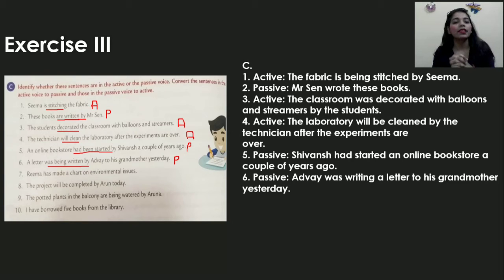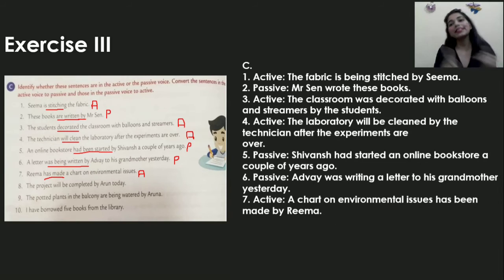Okay. Let's look at sentence number 7. Rima has made a chart. Has made is clearly telling us that this sentence is in active voice. Yes. So let's change this into passive voice. A chart has been made on environmental issues. You can start your sentence with: A chart on environmental issues has been made by Reena. This is also correct. Don't worry.